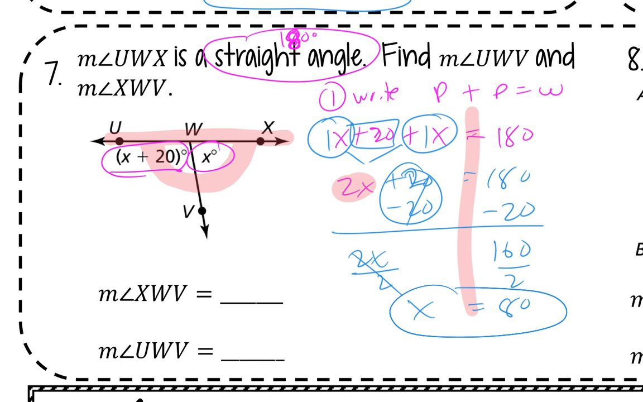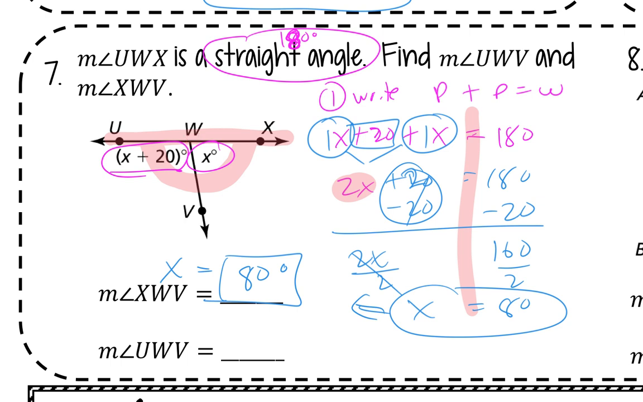Now, let's look how we can use that for our final answer, right? We're going to use that over here. Okay, so XWV. XWV is represented by X, right? So if that's equal to X, then that's equal to 80 degrees, right? Because that's what we said, X is equal to 80. Now let's look at UWV.